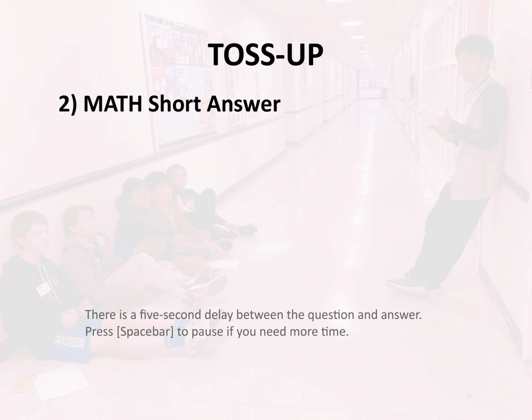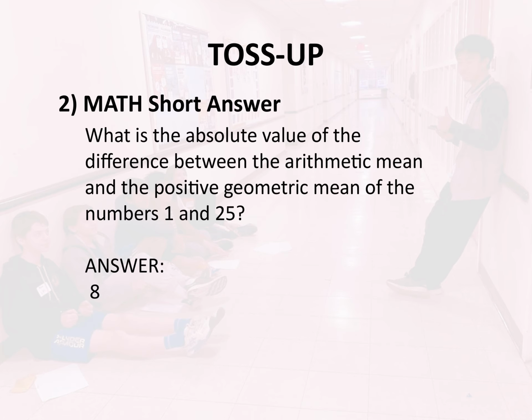Toss-up 2. Math. Short answer. What is the absolute value of the difference between the arithmetic mean and the positive geometric mean of the numbers 1 and 25? Answer 8.